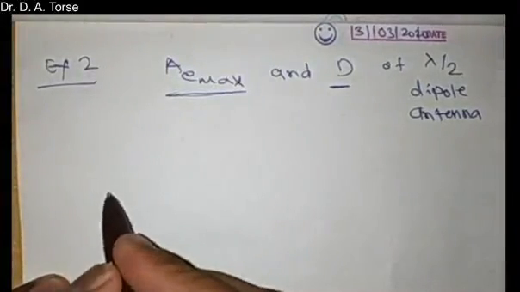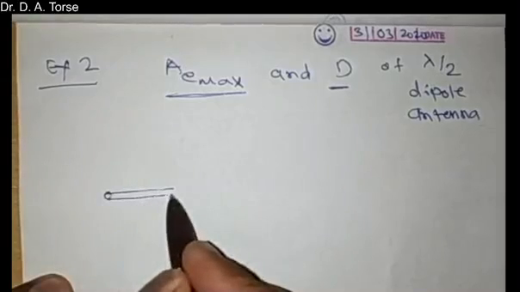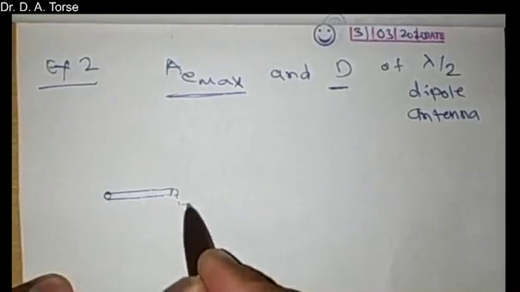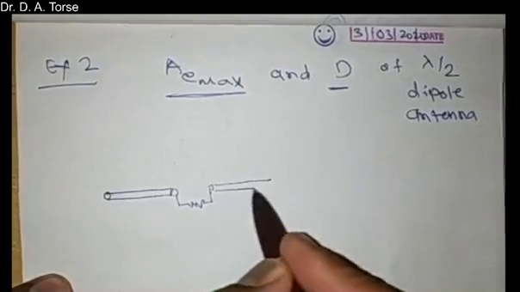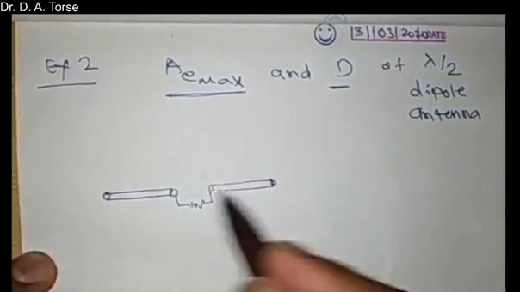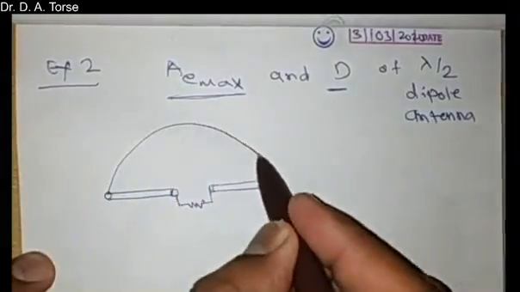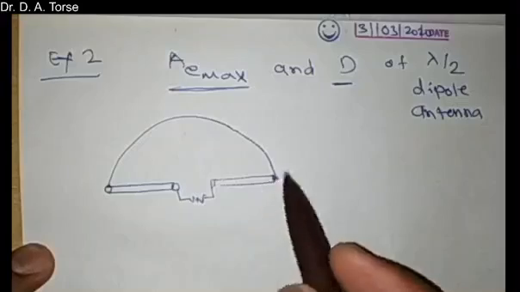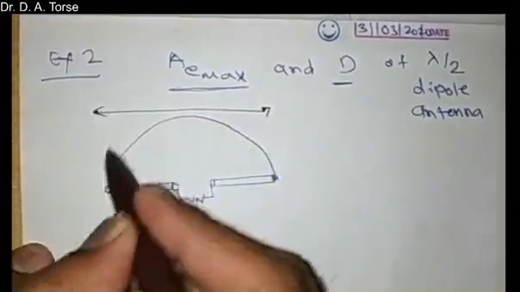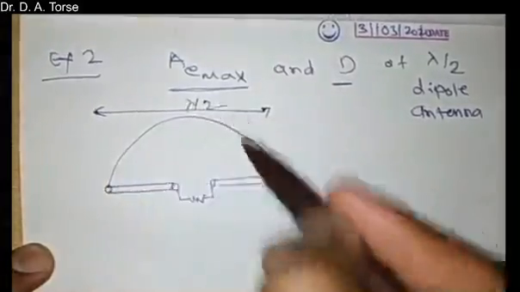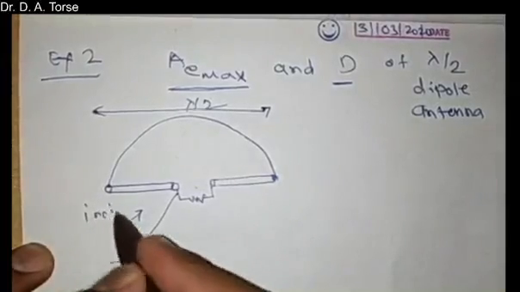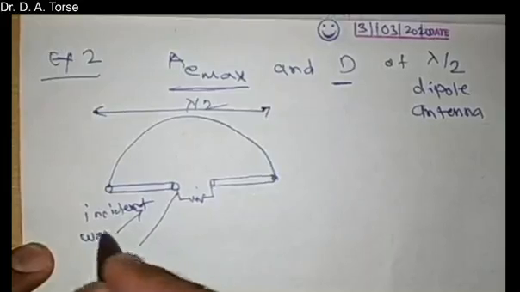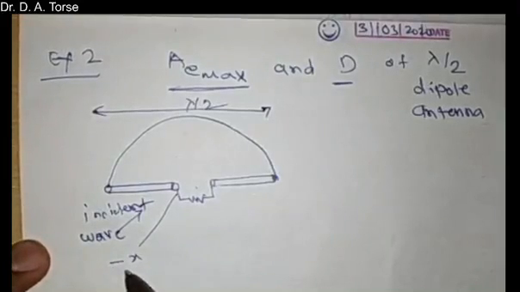Since lambda by 2 is a finite length antenna, compared to a short dipole, the lambda by 2 dipole antenna produces a sinusoidal electric field distribution, whereas in the case of a short dipole it is triangular. So let's take the length of the antenna as lambda by 2. In the negative x direction, we are getting the incident wave. This is the wave incident from the minus x direction.